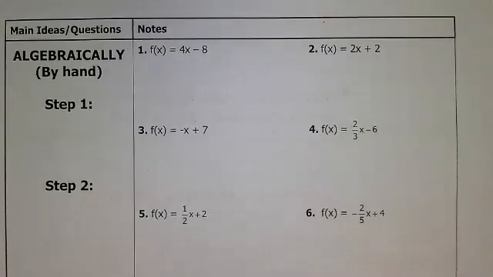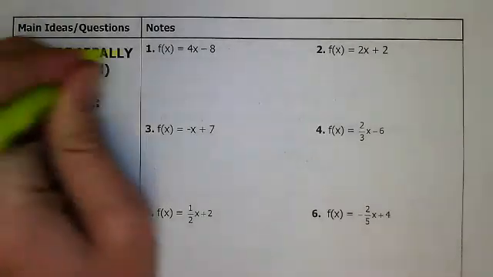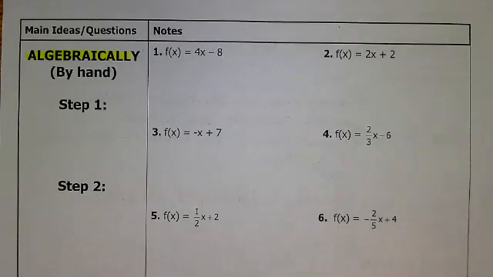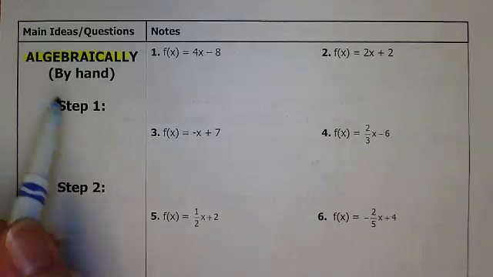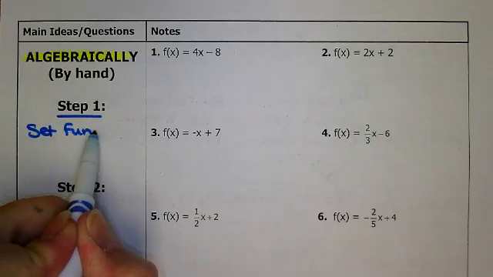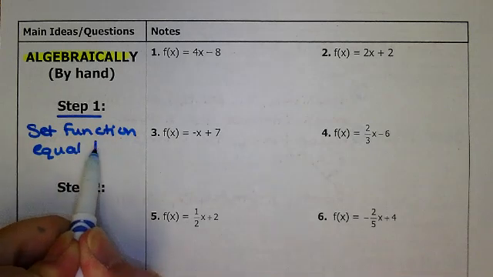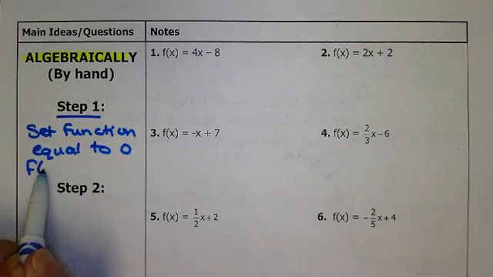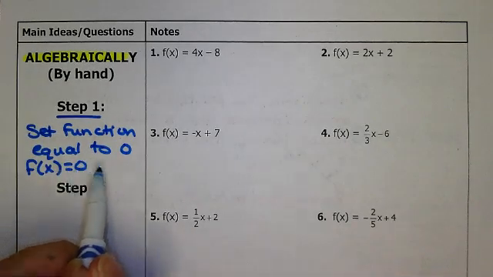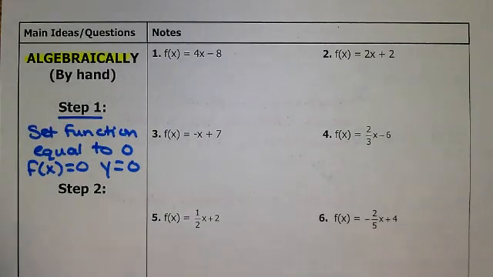Okay, now moving on to the back, algebraically. So again, we've already talked about the graphing, and now we are going to work it out by hand. So step 1, you are going to set the function equal to 0. Again, your y is going to equal 0. Your f of x will equal 0, which essentially means your y will equal 0. So when you do that, you are solving for x.